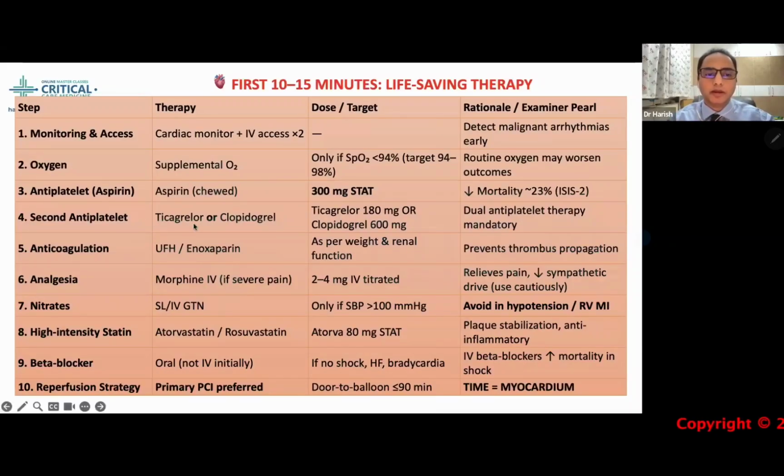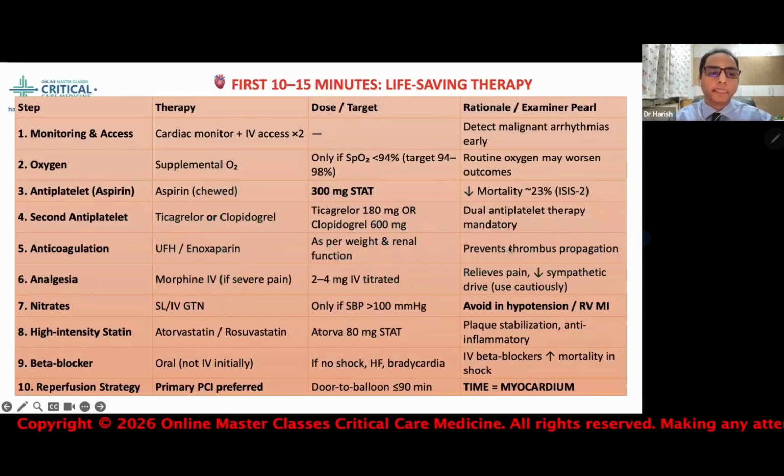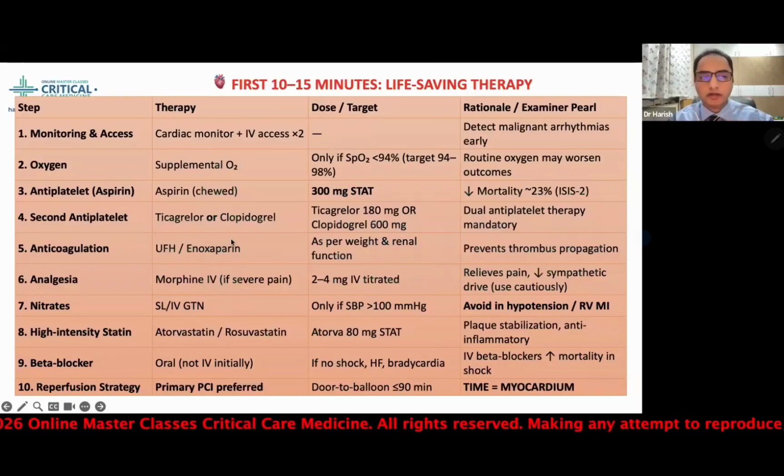So second antiplatelet, either ticagrelor or clopidogrel. 180 milligram of ticagrelor or 300 to 600 milligram of clopidogrel. So dual antiplatelet therapy is mandatory. Anticoagulation with unfractionated heparin or enoxaparin or fondaparinux, as per the weight or renal function, helps in preventing thrombus propagation.